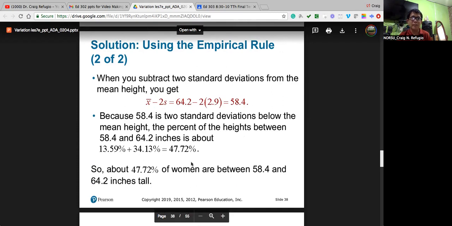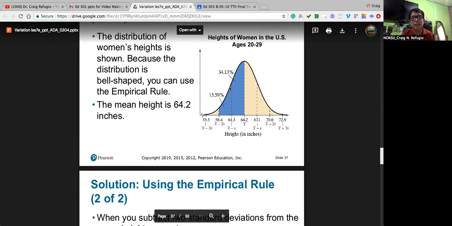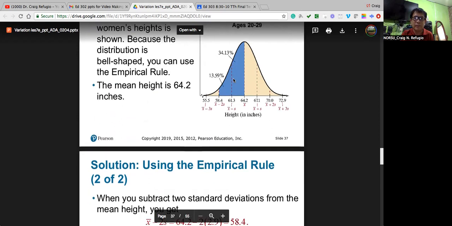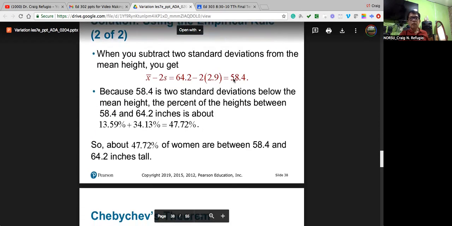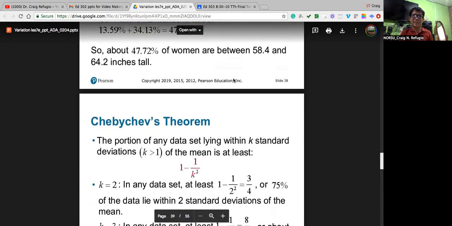So we have 47.72. We have 13.59 in this location and 34.13% in this one. So about 47.72% of women are between 58.4 and 64.2 inches.